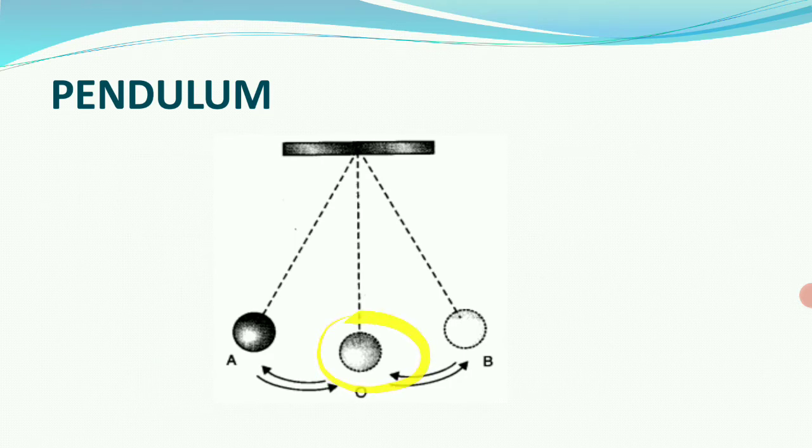So this is the metallic bob. This is the mean position or the equilibrium position. This metallic bob moves between these two extreme positions. It is taken to one extreme position and you leave the metallic bob. It goes to the other extreme position and again back to the first position. So we say that one oscillation is completed when it goes from one extreme position to the other and then again back.